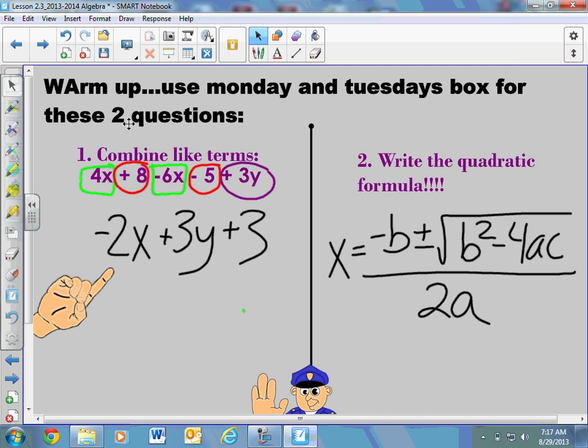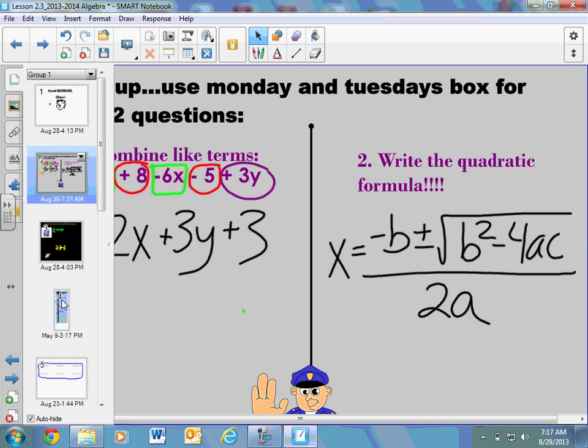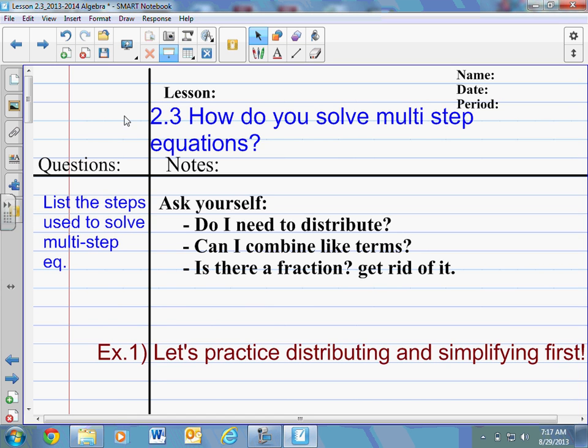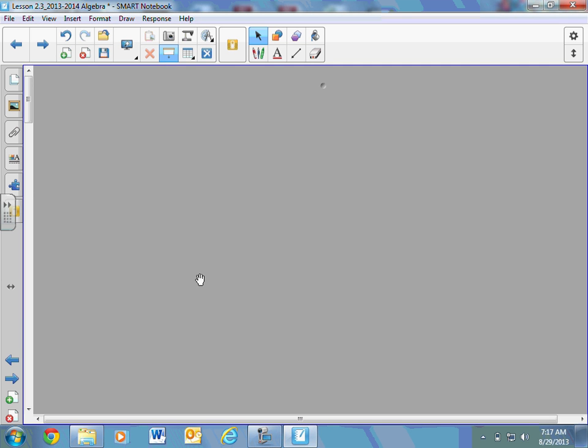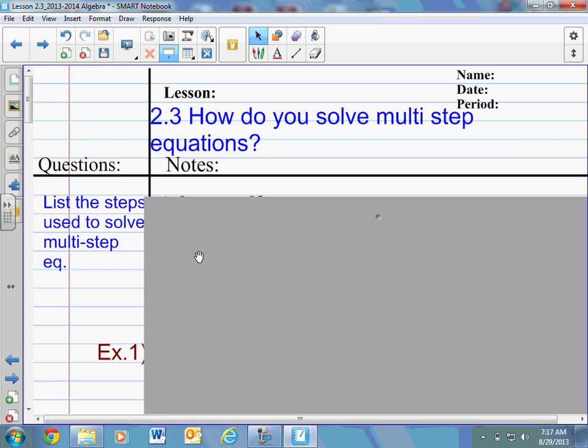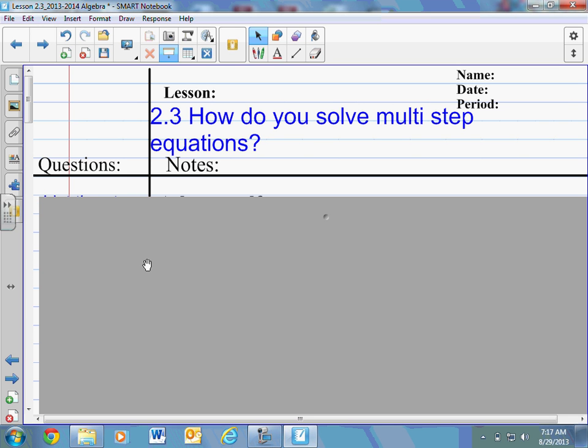So what I'm going to ask you to do at this point is you will need a new sheet of paper for a new section of notes. So go ahead and do that for me, and I will let the sub know when to pause it. I'm going to ask the guest teacher to go ahead and pause it right here until you guys have a sheet of paper and your heading ready to go with this title, 2.3.